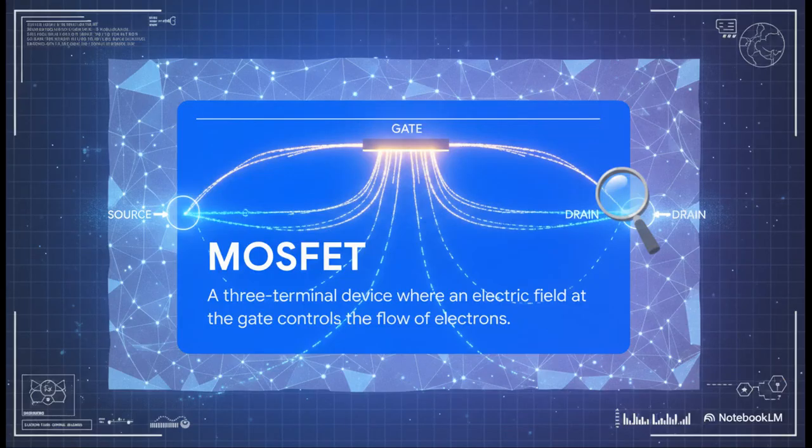But we can take it even a step further with the MOSFET. That's the metal oxide semiconductor field effect transistor. By chaining these concepts together into a 3-terminal device, we can use an electric field at the gate to control the flow of electrons between the source and the drain. Basically, we've created microscopic switches that can amplify signals and perform the billions of logic operations a second required inside your computer chip.